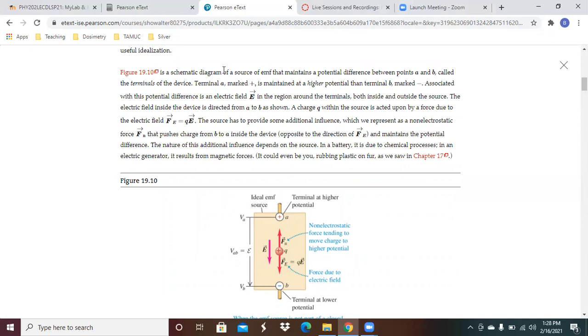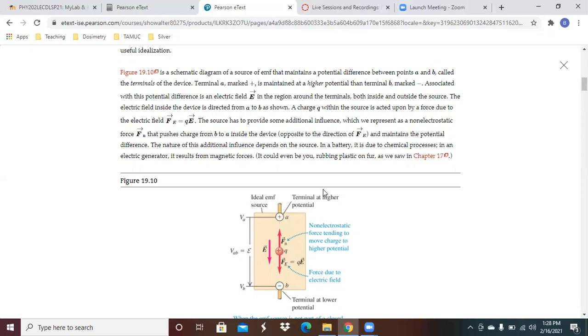So this figure here is a schematic diagram of a source of EMF that maintains a potential difference between points A and B. These are the terminals of the device. Terminal A is going to be marked as positive. It's going to have a higher potential than terminal B, which is going to be marked with a negative sign and a lower potential. Associated with this is going to be an electric field in a region across the terminals, both inside and outside the source. The electric field inside the device is directed from A to B.